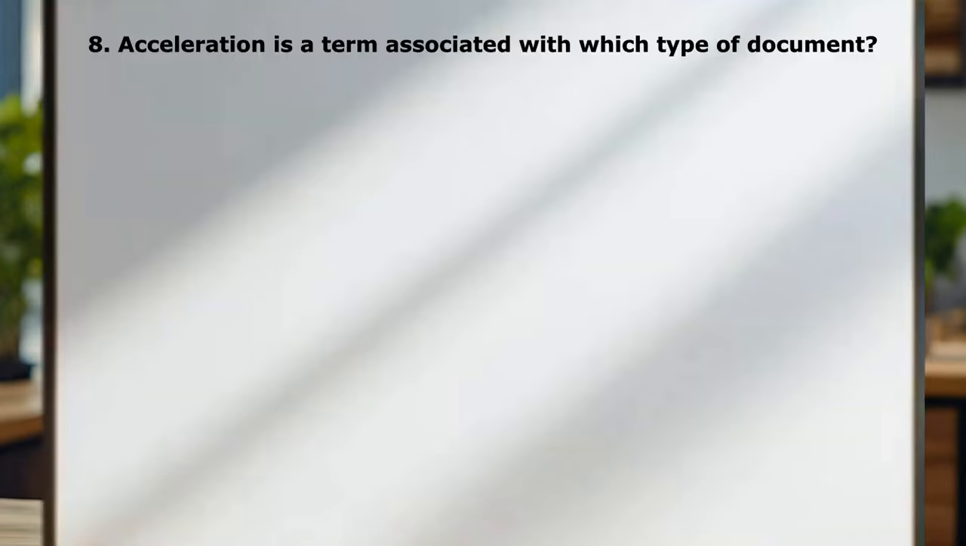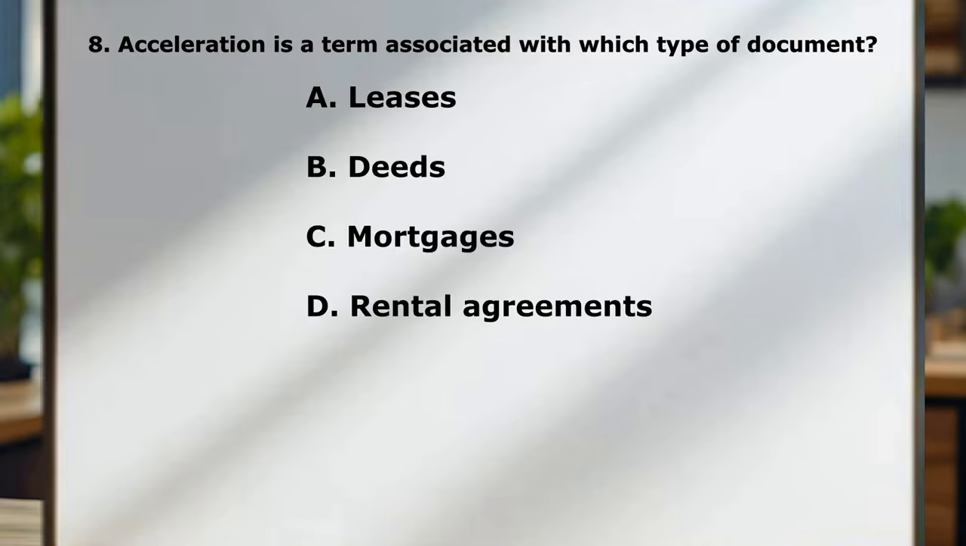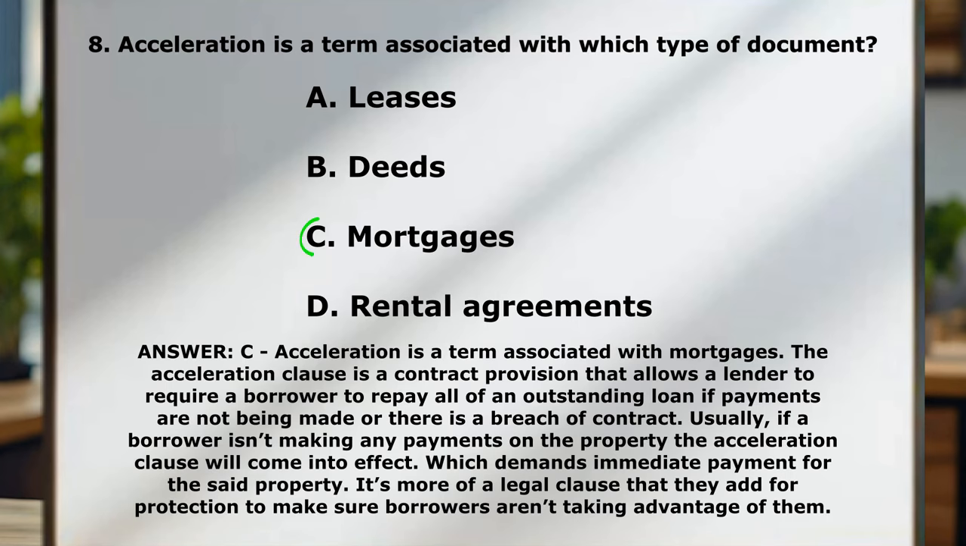Question number 8. Acceleration is a term associated with which type of document? A, leases. B, deeds. C, mortgages. D, rental agreements. The answer is C. Acceleration is a term associated with mortgages.